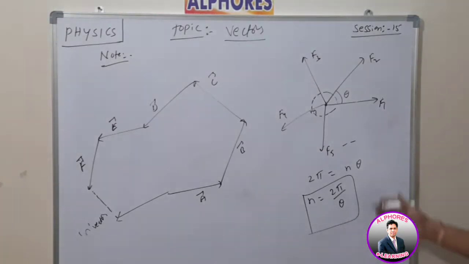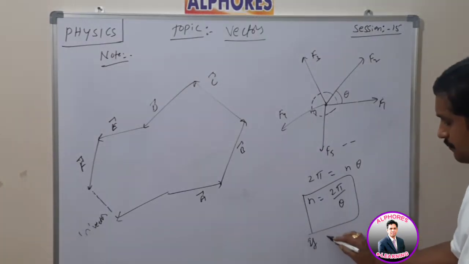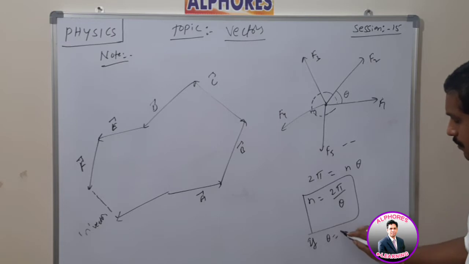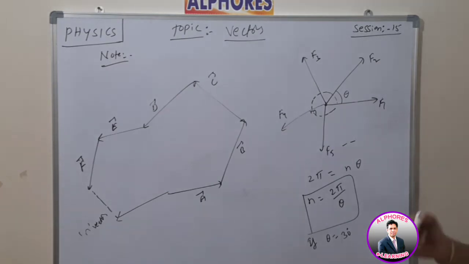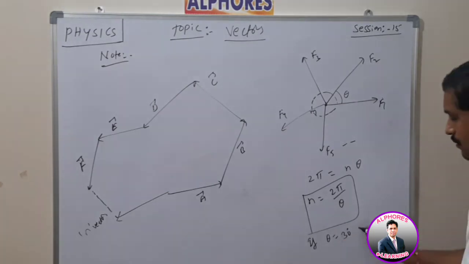For example, let us say theta is equal to 30 degrees. Suppose each and every force makes an angle of 30 degrees with the neighboring forces, meaning theta is equal to 30 degrees. Then what is the number of forces required here? N is equal to 2 pi.